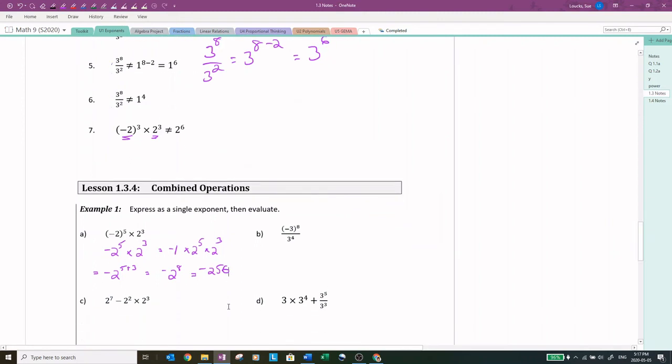Okay, so let's do a similar question with B, with division. So the same thing. I wanted to have them the same base, and this time negative 3 in brackets to the power of 8 is the same as 3 to the 8 because it is going to end up with a positive value. So that's going to be 3 to the 8 over 3 to the 4, which is going to be 3 to the 8 minus 4, which is 3 to the 4.